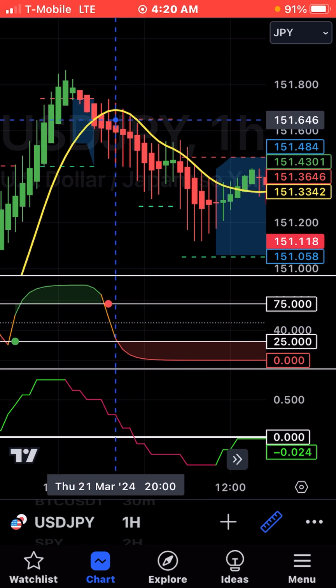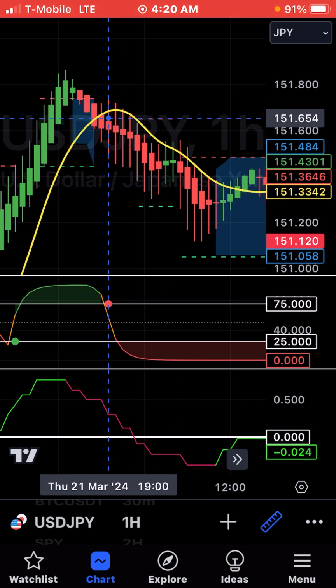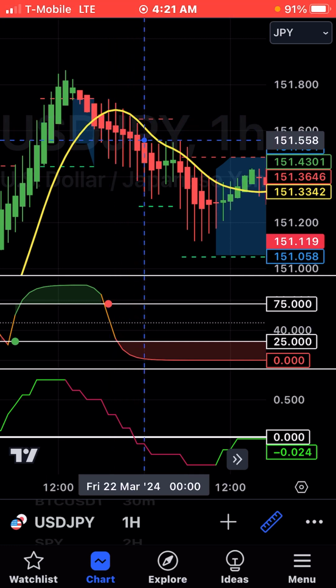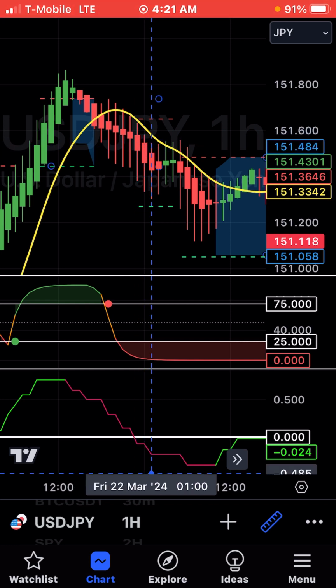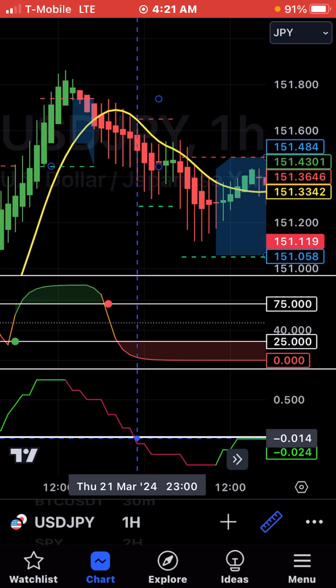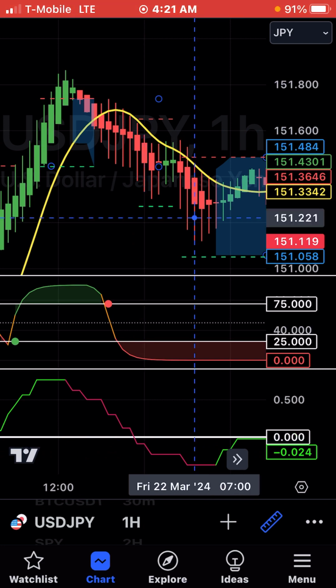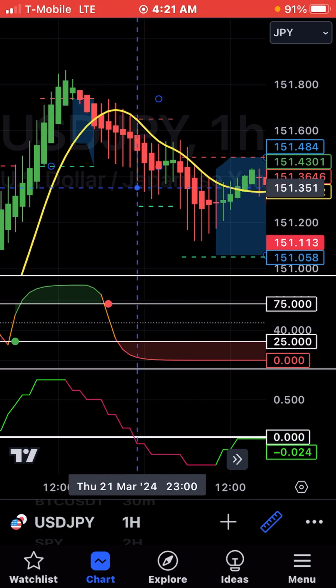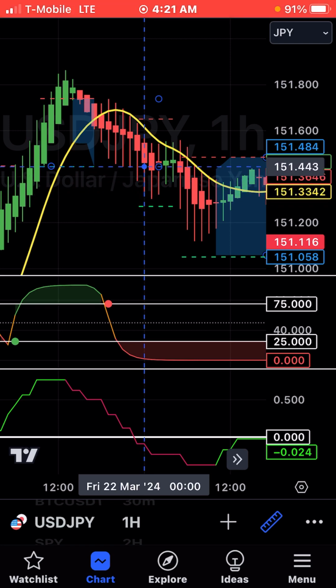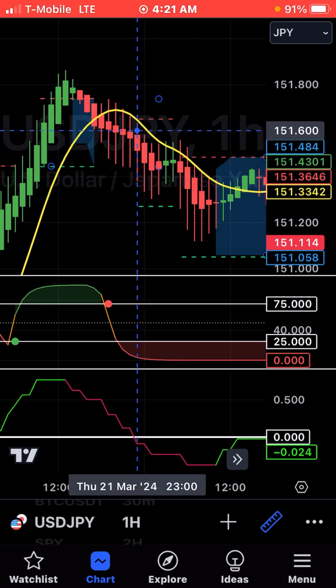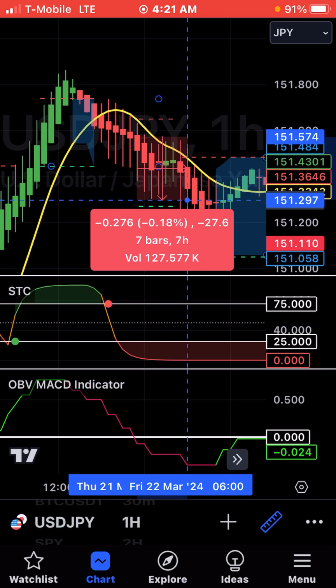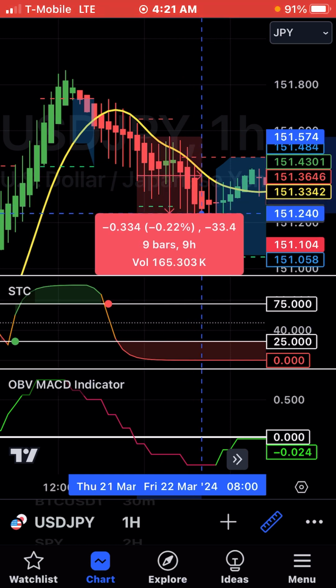But right here you see the red candle below the linear line. But right here at the moment, if you look at your MACD, you'll see that it is above the linear line. It hasn't crossed yet. If you want to take your move, it'll be right about here. Right here is where you take your move. So if you did your move right where it crosses on the MACD, which is right about here, and you rode this out, you're looking at 334 pips.